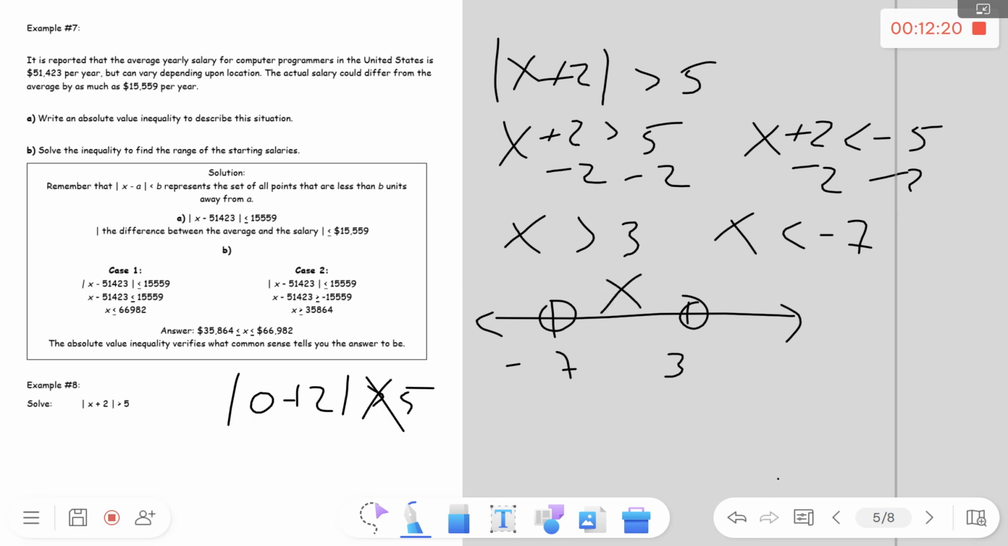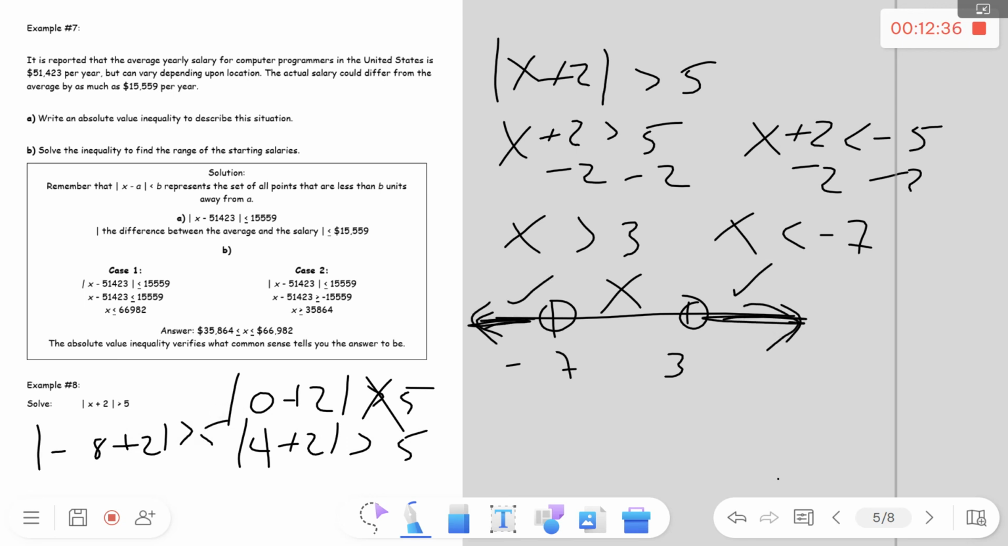Pick a number bigger than 3. I pick 4. 4 plus 2 is going to be 6. We're good. Yes. Pick a number smaller than negative 7. I'm going to pick negative 8. Plus 2, it's going to give me a 6 again. That's good. We shade the outsides.